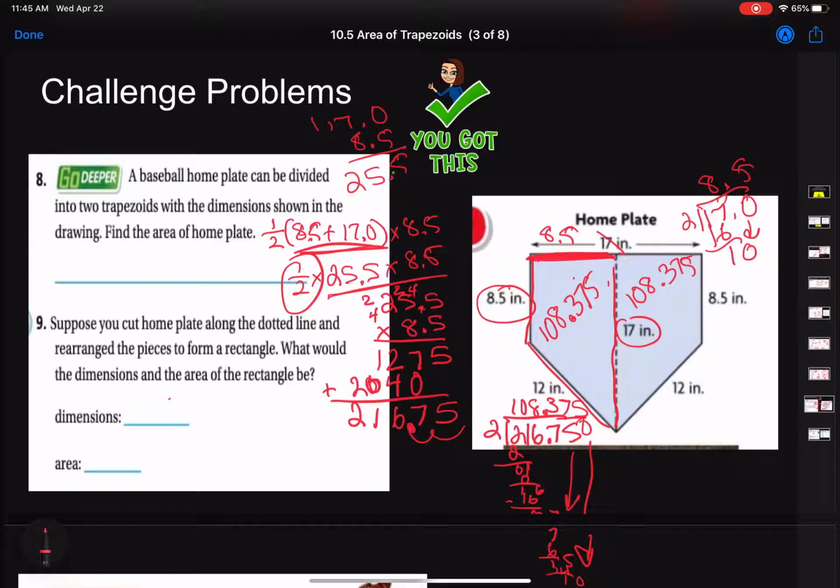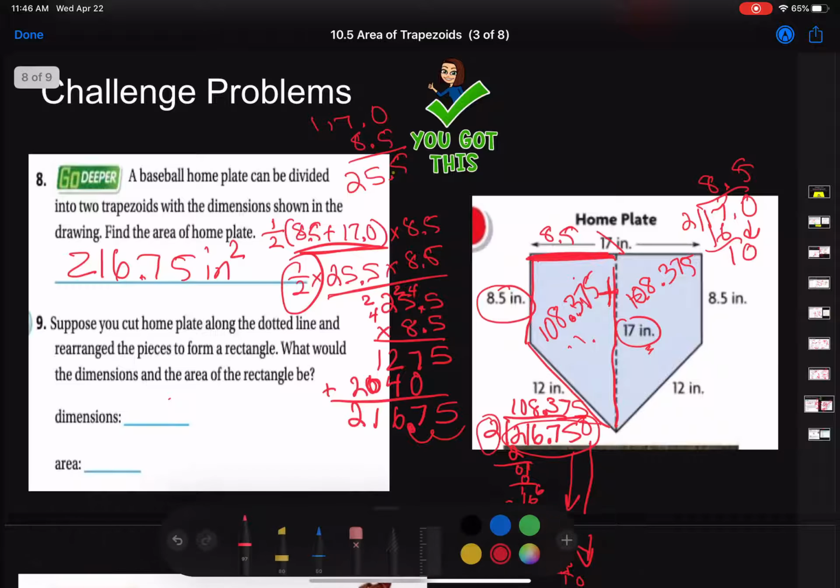So if you add the two back up, guess what you're going to get? You're going to get 216 and 75 hundredths. So the area of the home plate is 216 and 75 hundredths inches squared. So technically we didn't really have to divide by 2 because we actually want to know the two together, and each one is 108 and 375 thousandths. So when you add these two back up, you're right back at 216 and 75 hundredths.